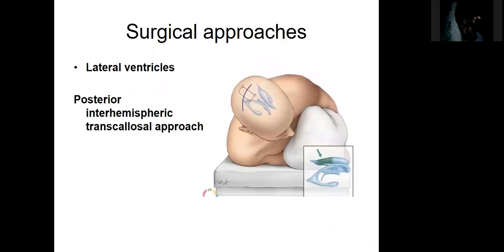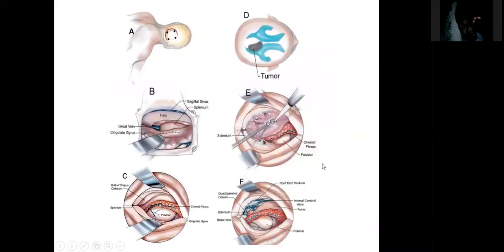Another procedure is the posterior interhemispheric transcallosal approach. This procedure gives access to the atrium and part of the body of the lateral ventricle. As we can see here is a little description of the procedure, the splenium, part of the corpus callosum, is one of the structures that absolutely has to be protected during this procedure. We have the great cerebral vein, one of the main draining veins of the structures in relation to the lateral ventricle.